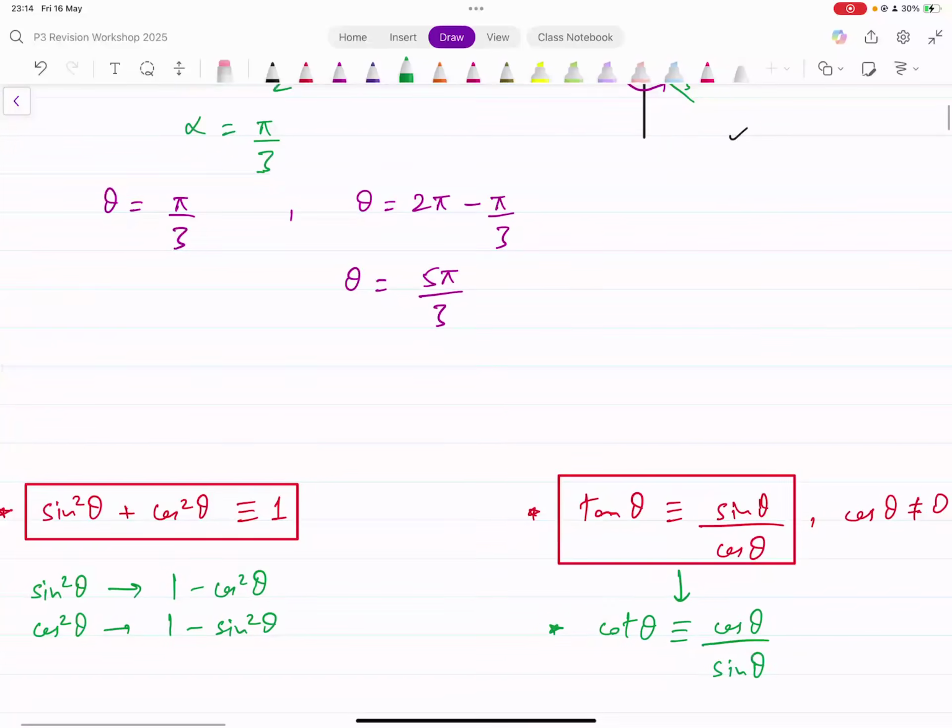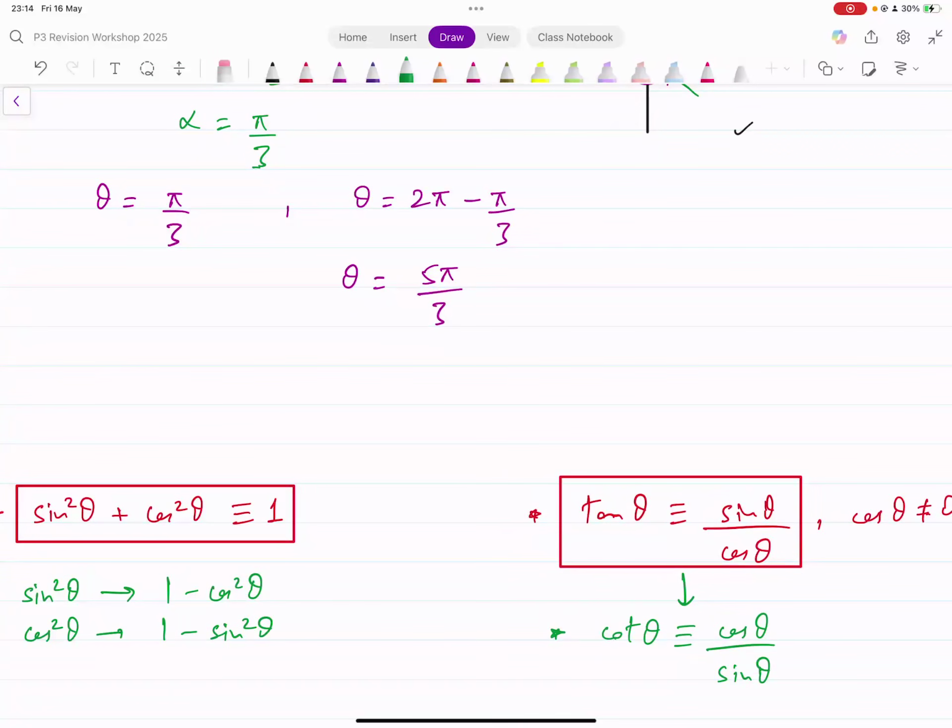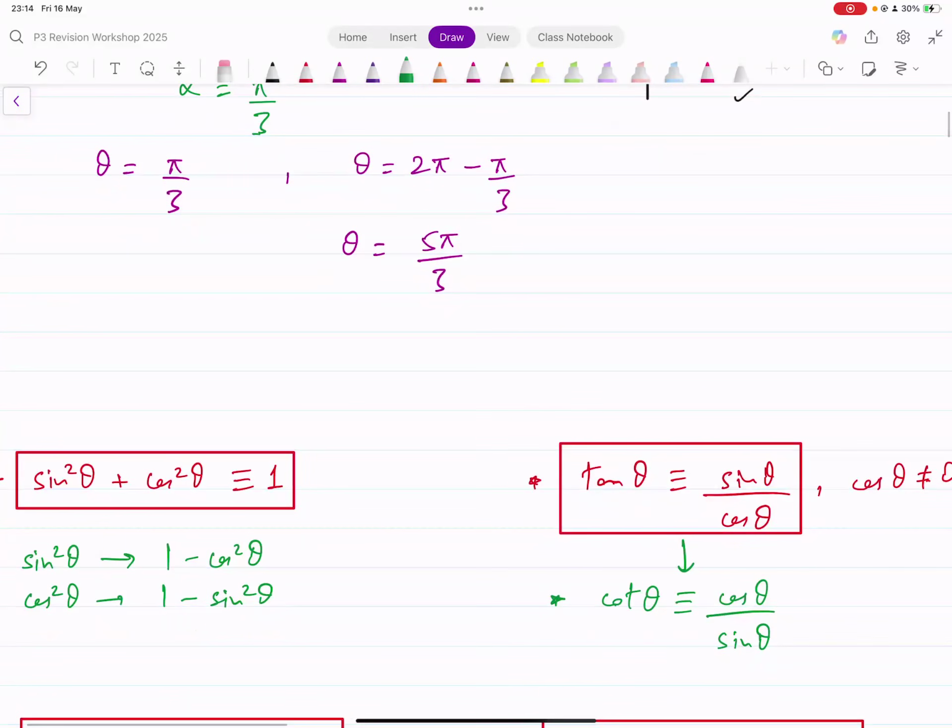First of all, tan theta is sine over cos. We could take reciprocal on both sides to make it cot theta equal to cos theta over sine theta. We will be using this identity a lot of times, and it's not given in the formula sheet, so it helps to remember this. It's just the reciprocal of this. If tan is sine over cos, then cot is cos over sine.